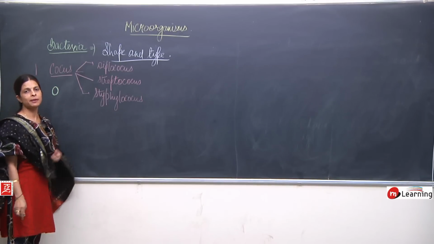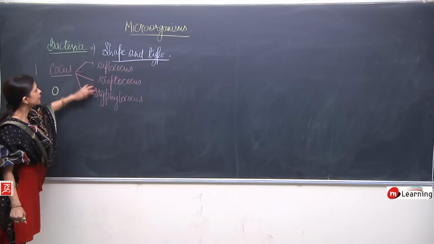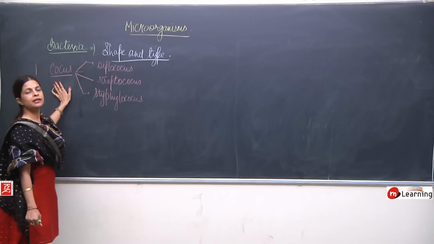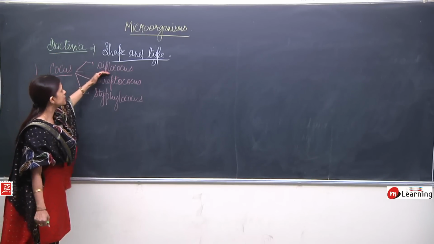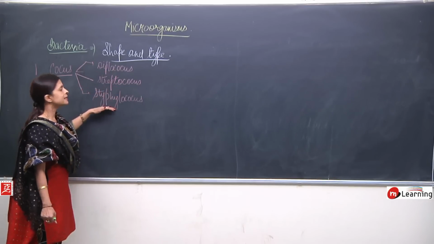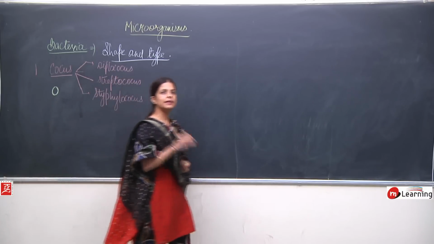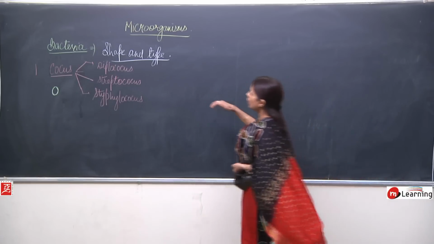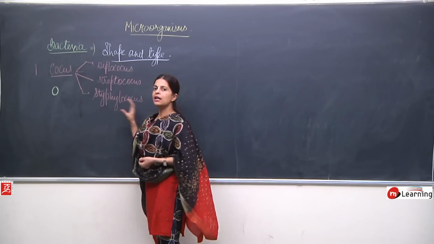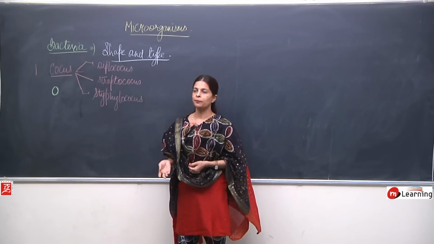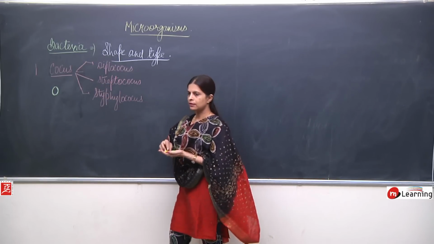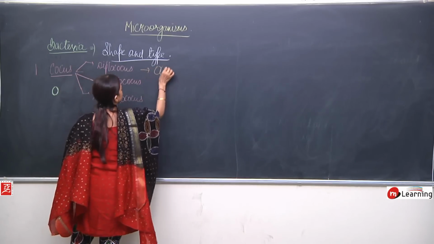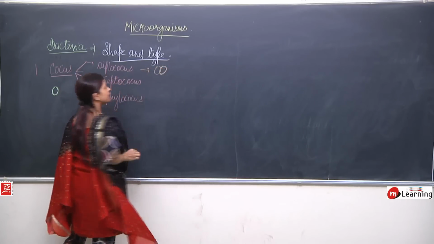The shape is spherical. Then what about these divisions? When I am saying that bacteria is coccus, it may be Diplococcus or Streptococcus or Staphylococcus. That means these bacteria are of spherical shape. Now, all these bacteria are of spherical shape, but Diplococcus means two bacteria can be seen together.